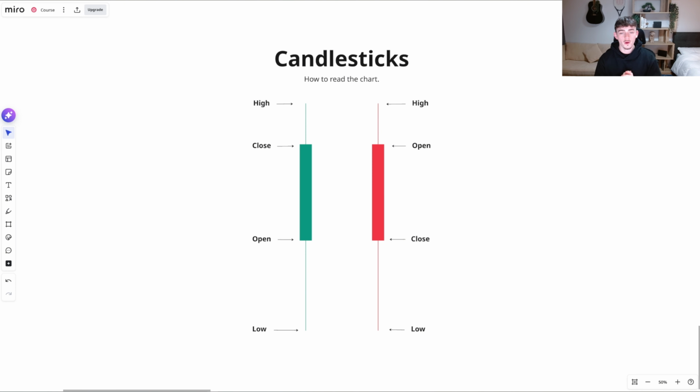So our first proper lesson is candlesticks. Now, candlesticks are literally how to read the chart, and they will show you all the data you need to actually place trades. So let's get straight into it.